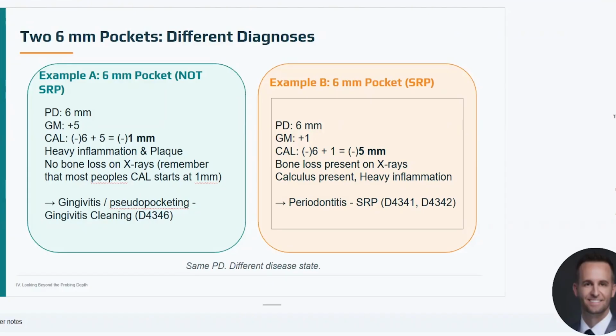So what we're going to see on the x-rays is bone loss present. With this clinical attachment level, we've definitely got root surface we need to clean, because all that 5 millimeters of root surface that we're cleaning, there's going to likely be calculus present, heavy inflammation. This is a classic case of periodontitis needing a scaling and root planing. And depending on how many teeth have this going on, determines what code exactly we use.